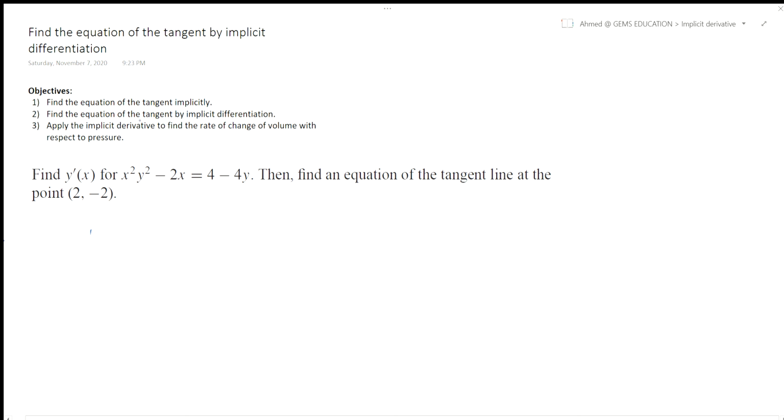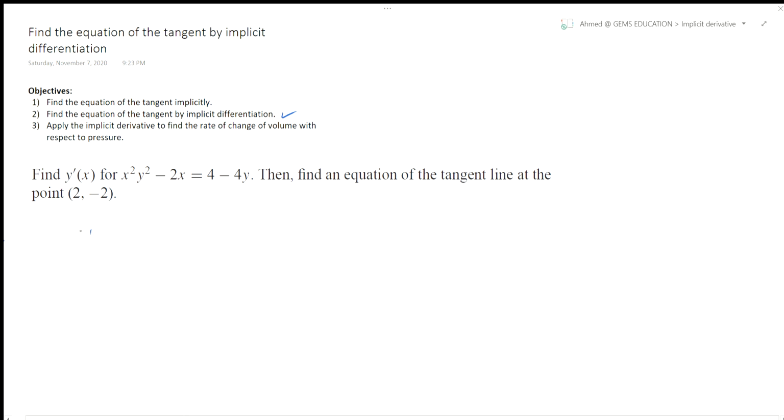So the second objective of the day: finding the equation of the tangent by implicit differentiation. The difference between this equation and the previous one is that the right side of the equal sign has not only the constant 4, it also has negative 4y. It has a function of y as well.